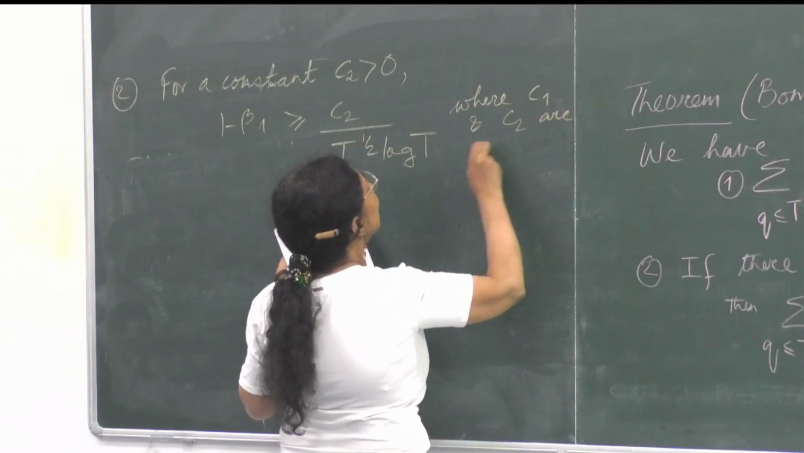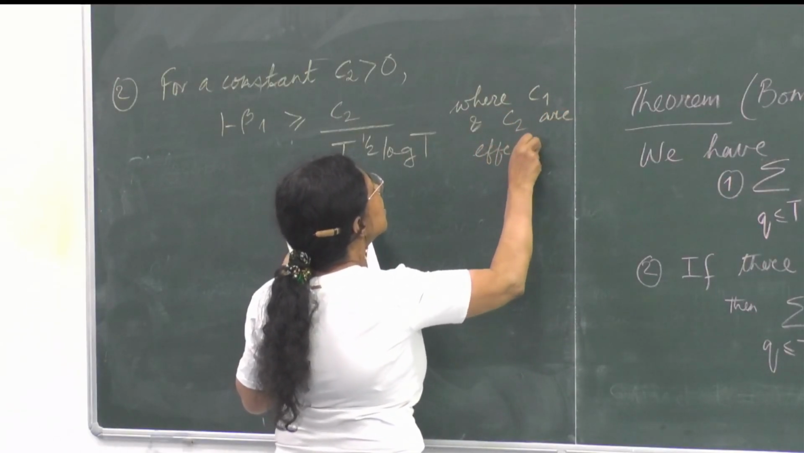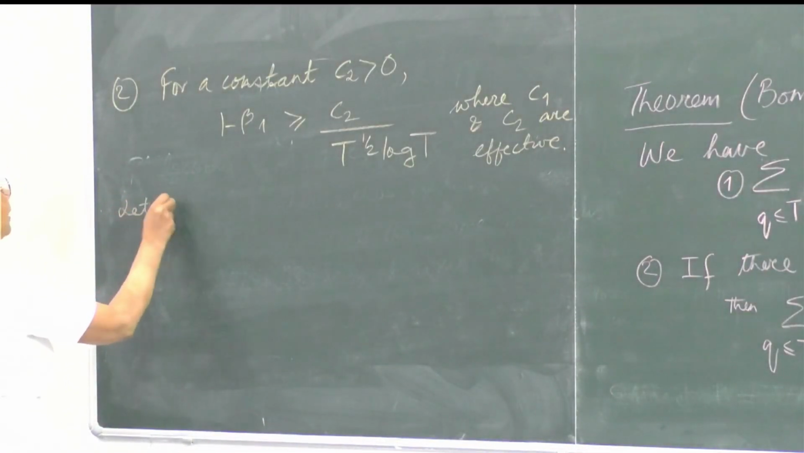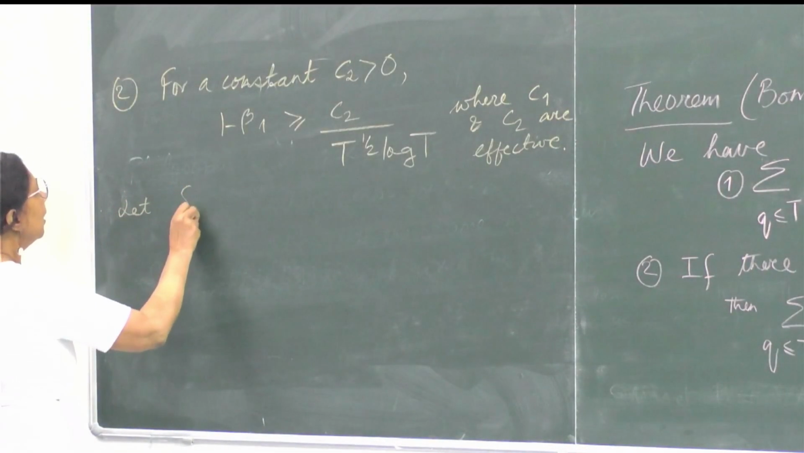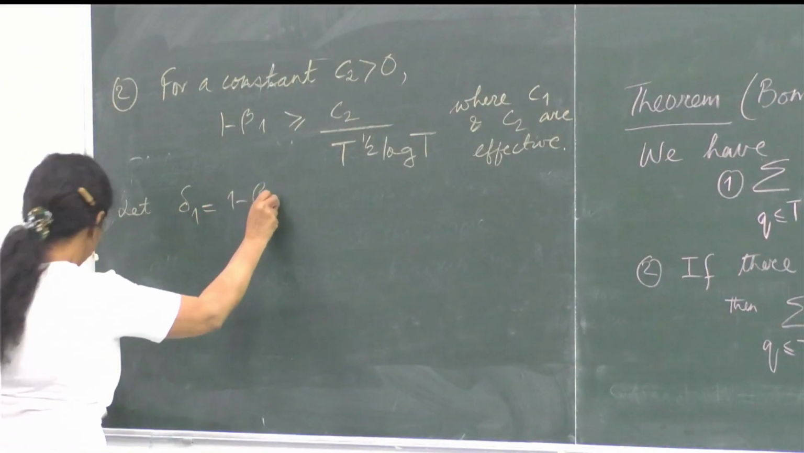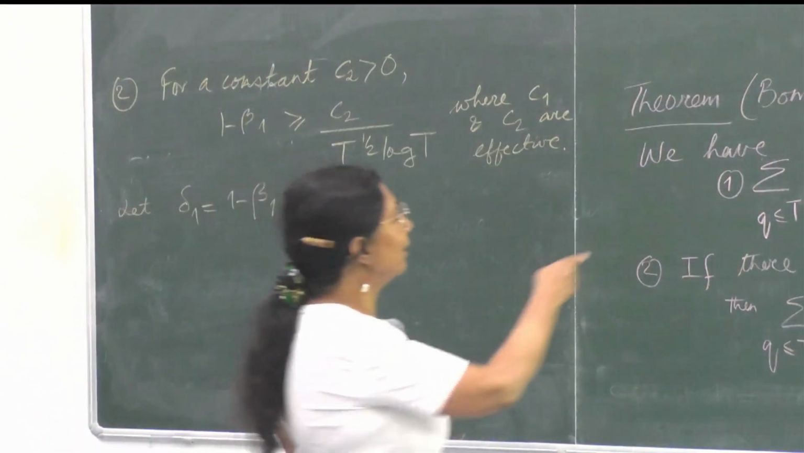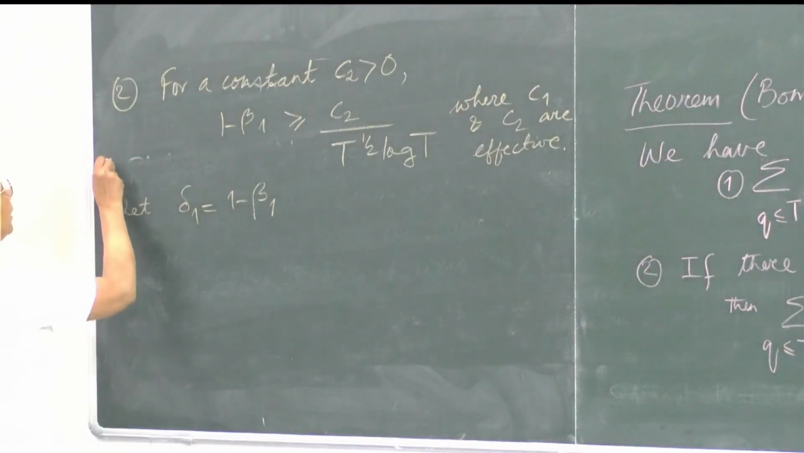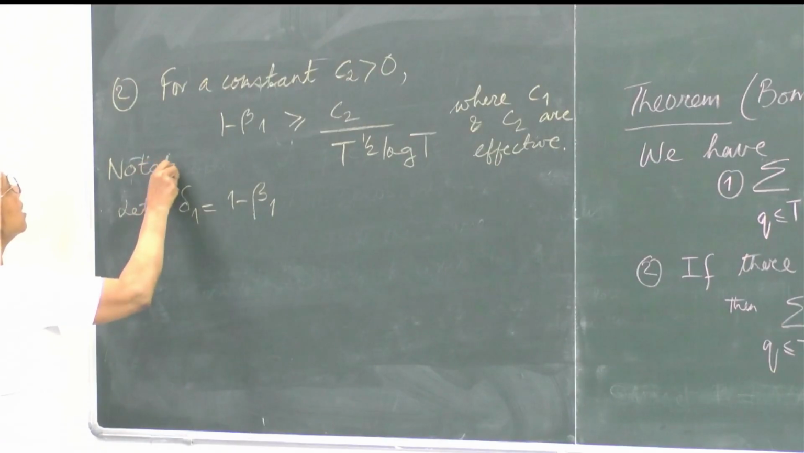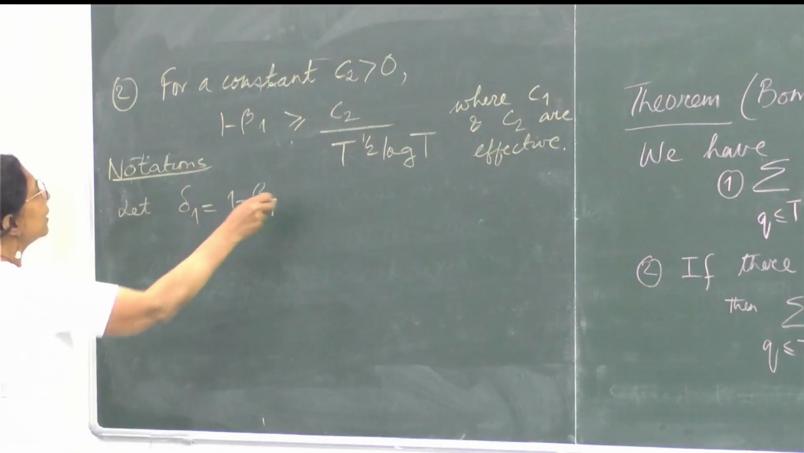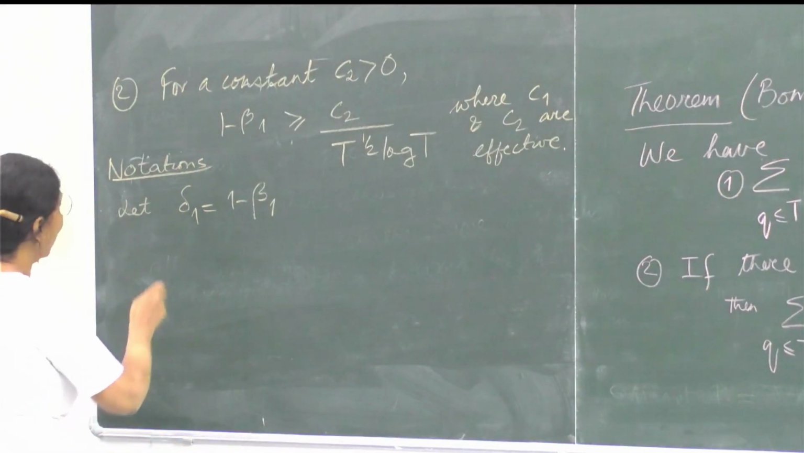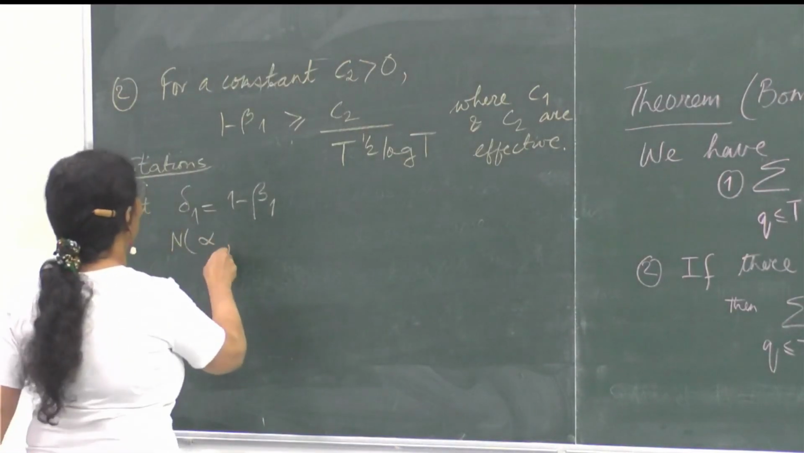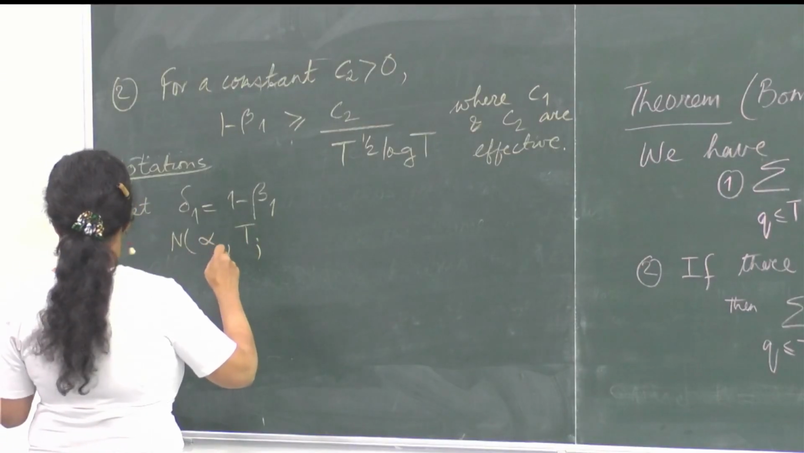Are effective, and we can calculate them. So now I will let delta 1 be equal to 1 minus beta 1, and then the last thing that I should say is N, these are the notations. What is this N? N(alpha, T, chi).